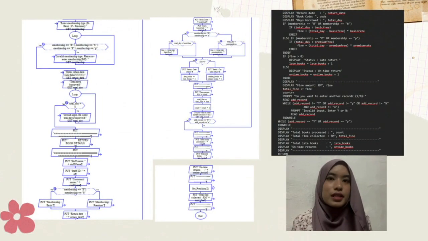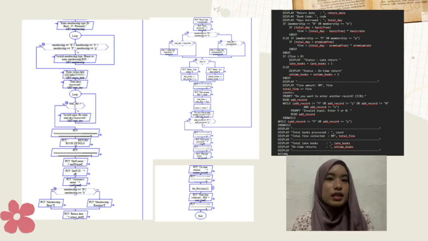After the input is validated, the system will compare the total days borrowed with the free borrowing period according to the membership type. If the total days exceed the allowed period, a fine is calculated automatically. If the total days are within the allowed period, no fine is charged. Selection is then used to determine the return status. When a fine is applied, the return is recorded as late return. When no fine is applied, the return will be recorded as on-time return.